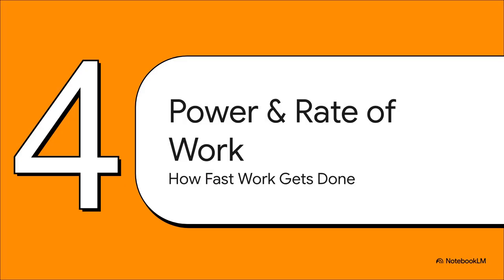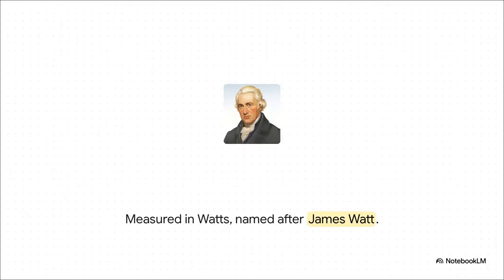Topic 4. Power and rate of work. Basically, how fast work actually gets done. So we know what work is, right? But what do we call the rate at which that work is done? Doing 1,000 joules of work over a whole day is very different from knocking it all out in 1 second.